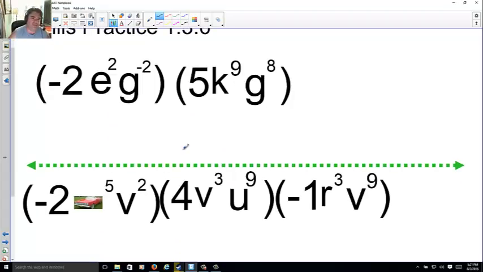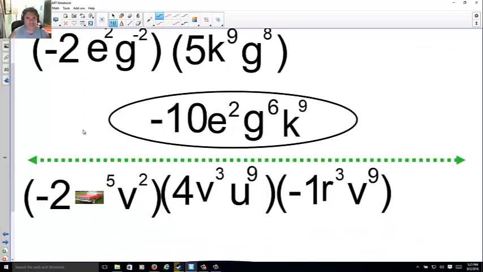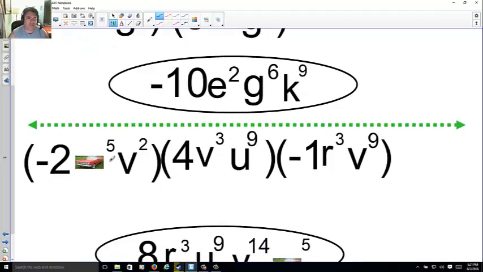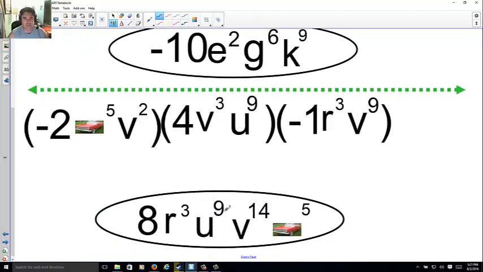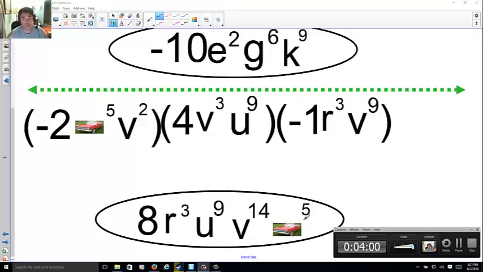Go ahead and give this a try. Let's see how you did. Negative 10 e squared, g to the 6th, k to the 9th, a r cubed, u to the 9th, v to the 14th, w r to the 5th.